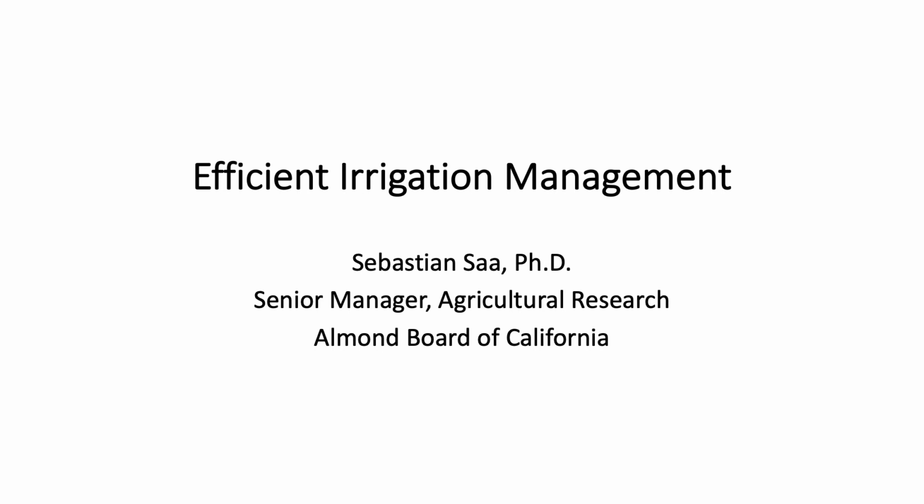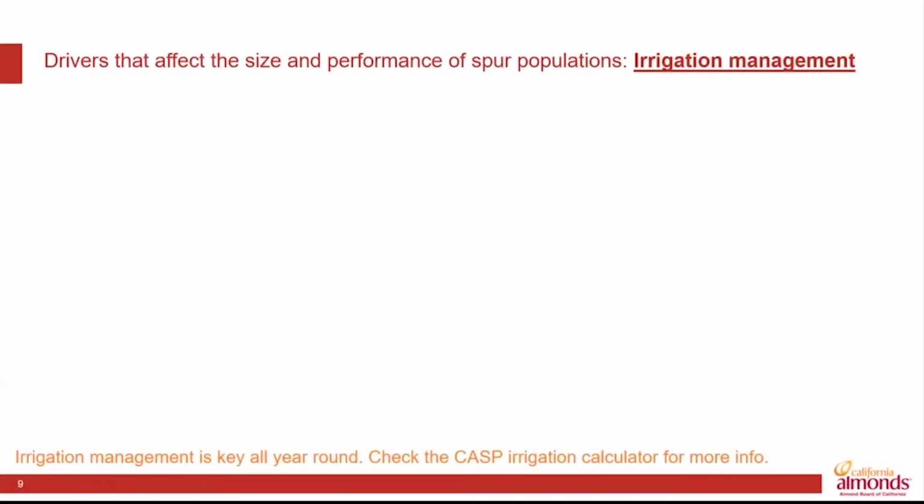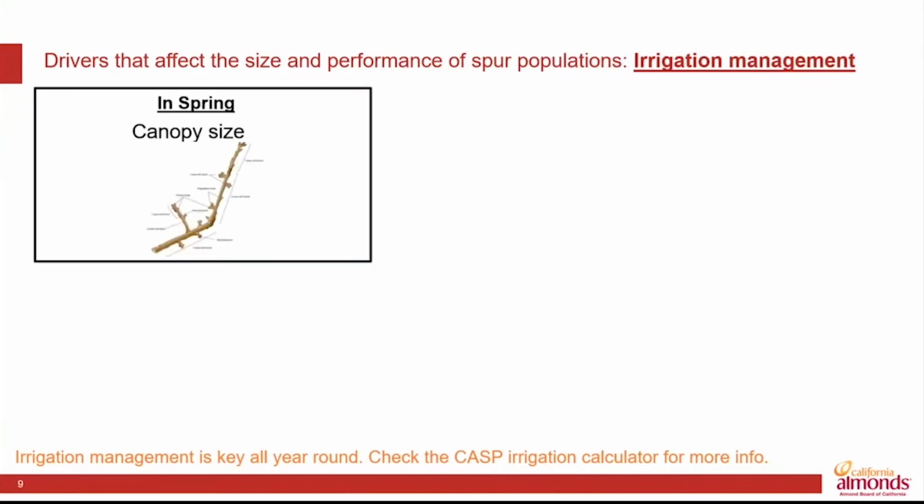Let's now cover irrigation. And I really like how irrigation can interact with the different seasonal populations because honestly, it does it all year round. Here, in spring, for instance, you have shoot growth. And you know that in the spring, the tree is growing. And what is developing is these one-year-old shoots.